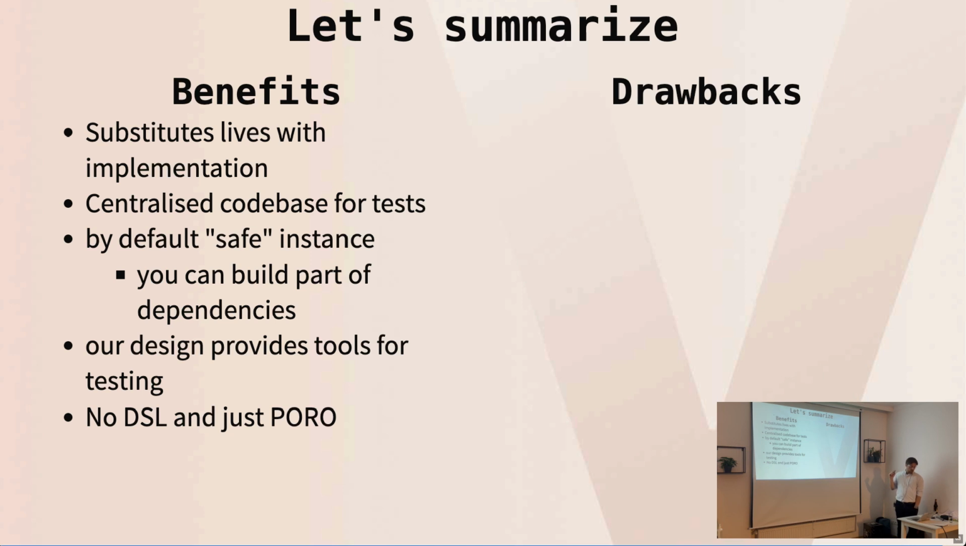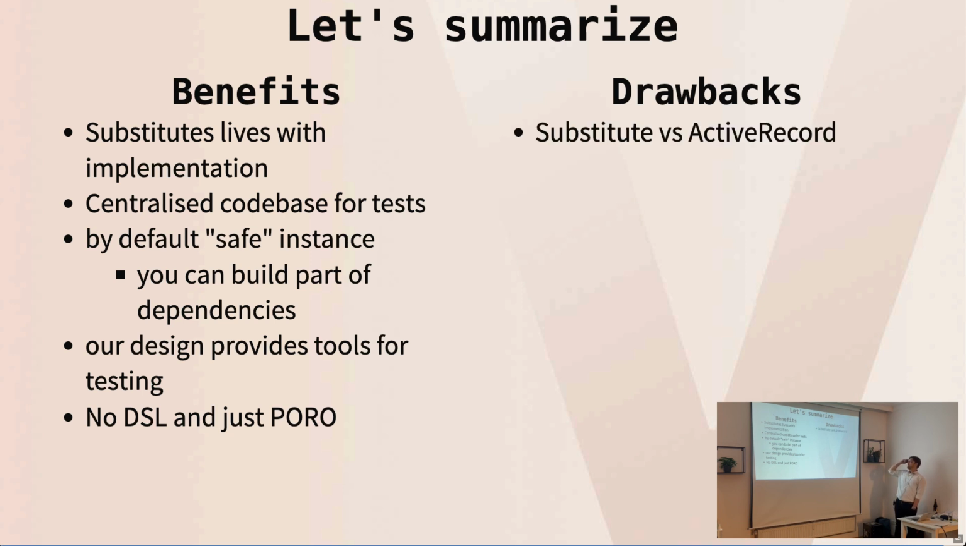Okay. And what is great, there is no DSL. It is just pure old Ruby objects. So there is no limitation. You can create your substitutes in any way you want, as long as they are compliant with those 3 rules about method names, arguments, and type of response. As long as this is correct, you can do anything.